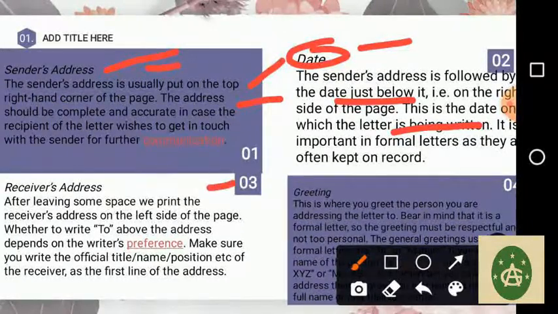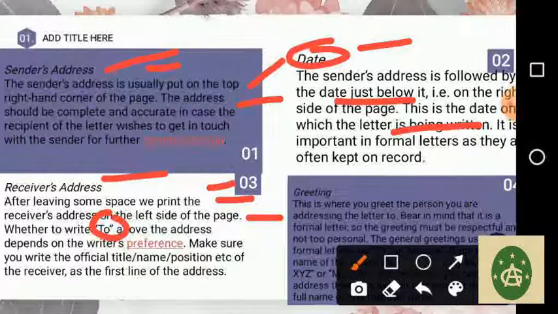Number 3 is the receiver's address. Who is going to receive the letter? After leaving some space, we print the receiving address on the left side of the page. Whether to write "To" above the address depends on the writer's preference. You want to write "To"? Okay. I don't want to write "To"? No problem at all. It's up to the writer. Who wants to write "To", the word "To" will be fine.